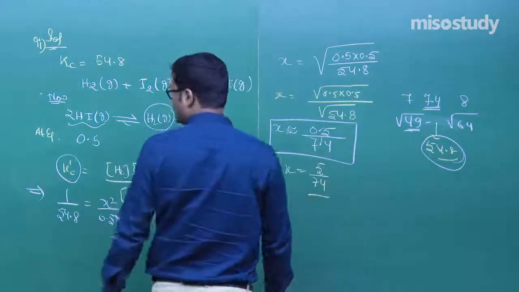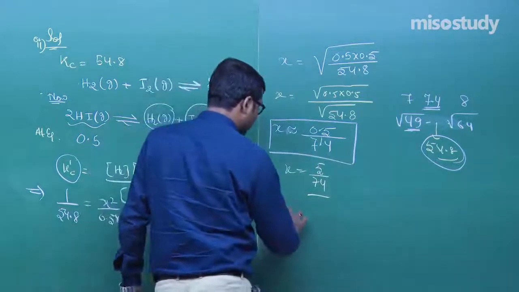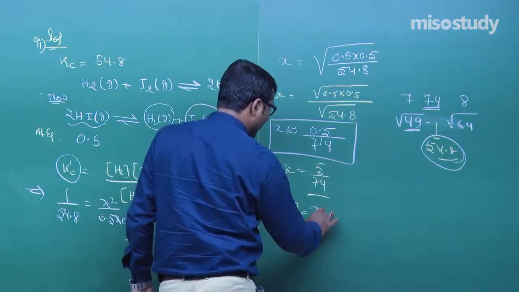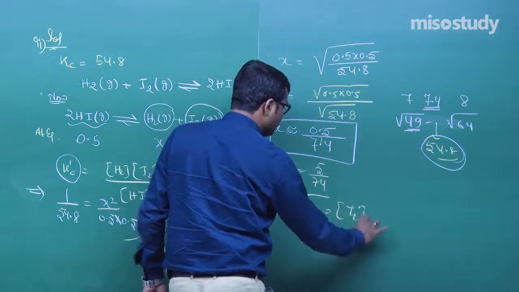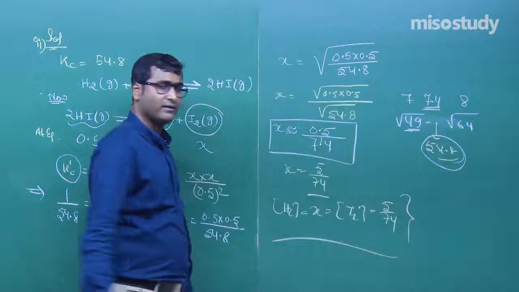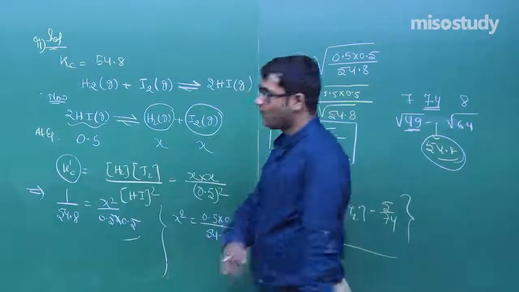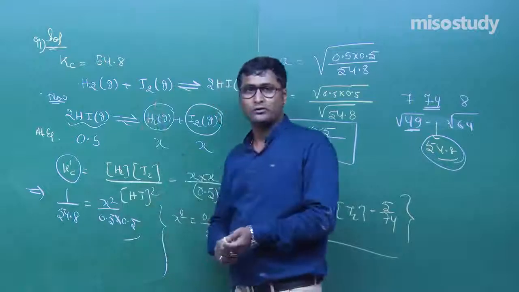So what is the question here? What is the concentration of H2 and I2? Concentration of H2 is equal to x, is equal to I2, is equal to 5 upon 74. This is the case, my friend. The calculation is easy, but what is the theory involved here? There are two theory points I am going to discuss here.